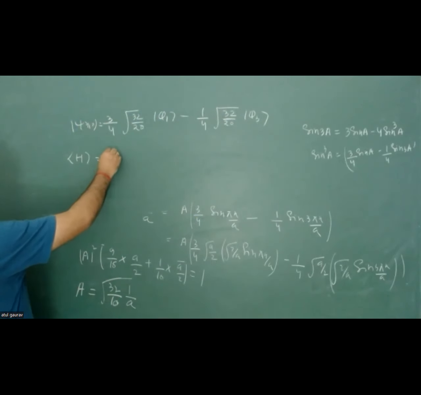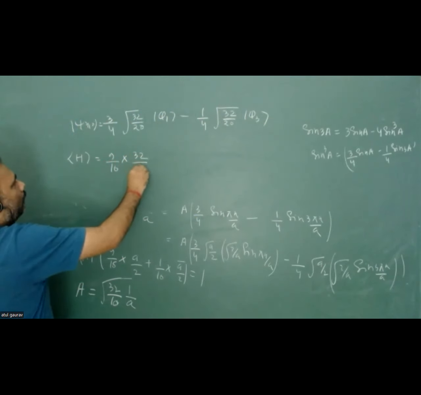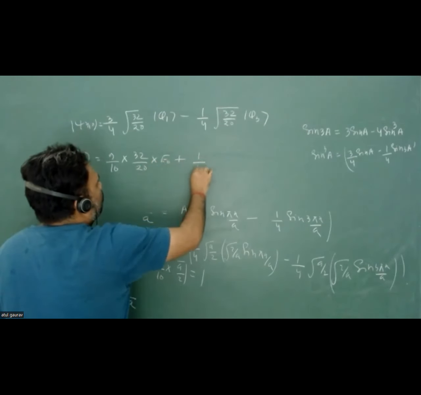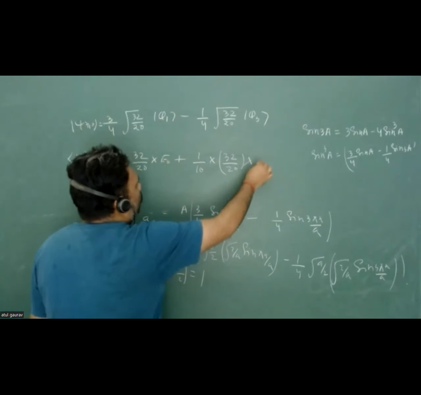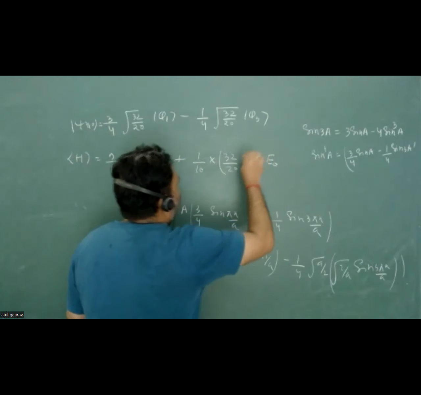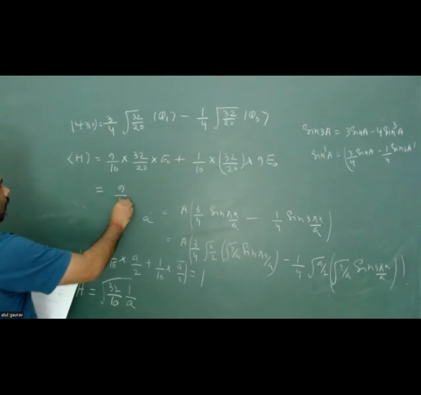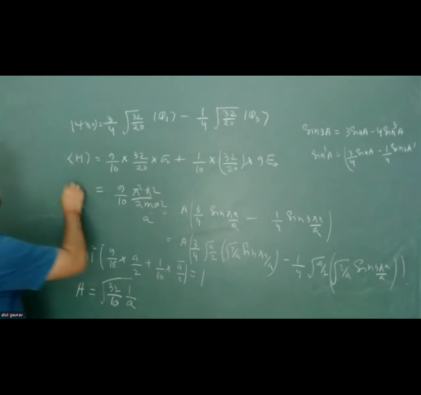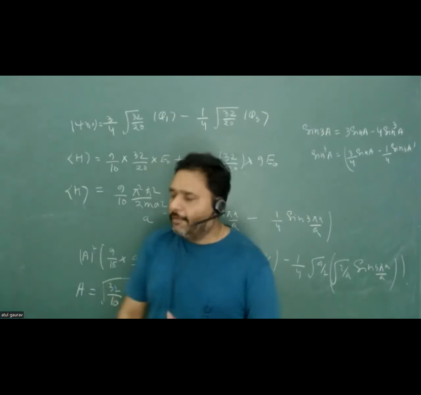If this is normalized, now you can easily find the average value of h. What will be the average value of h? That is 9 by 16 into 32 by 20 into E naught plus 1 upon 16 into 32 upon 20 into 9 E naught. Yes. So this value you can easily get as the final answer, and that value is equal to 9 by 10 pi square h cut square upon 2ma square. So this is your average value of h. So this is again a very wonderful problem.